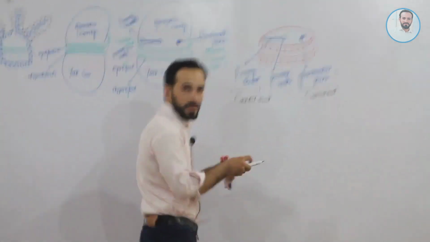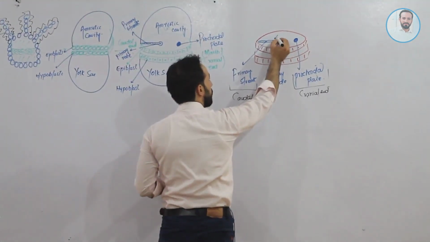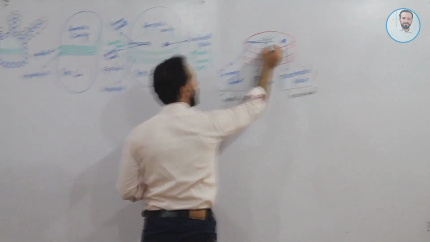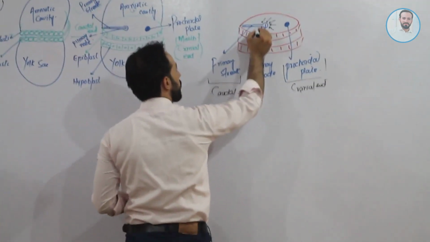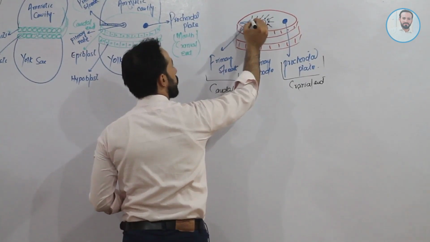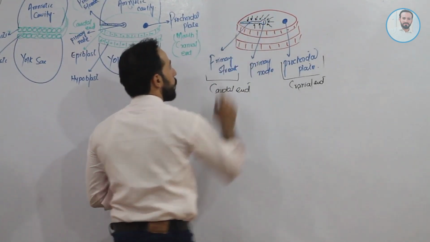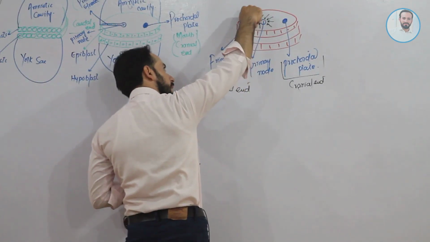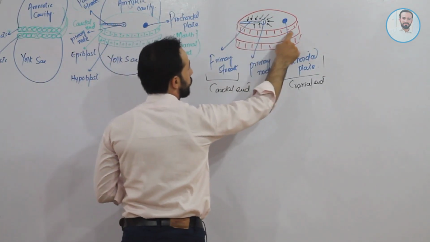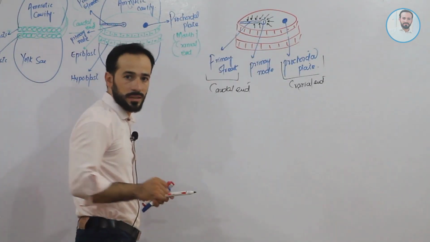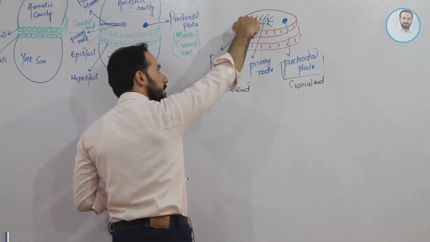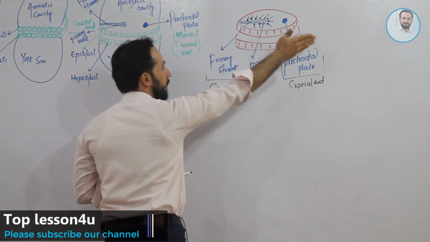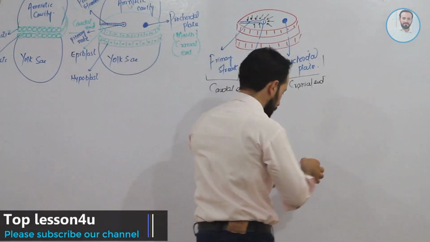What happens is that from the epiblast layer, cells start multiplying and start moving towards the primary streak and primary node. Clear, friends? Where are these cells going? These cells will come down and will appear in between these two layers, right? The cells will go down below the epiblast and will be in between these two layers. Let's see in the diagram.